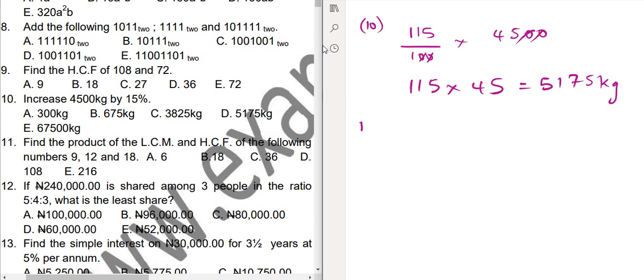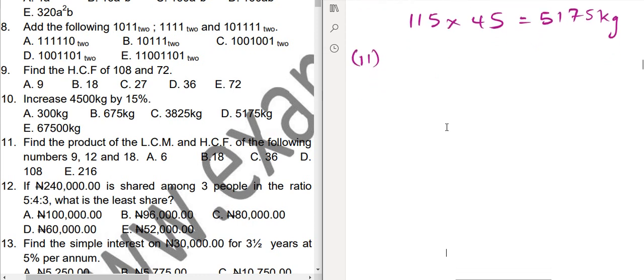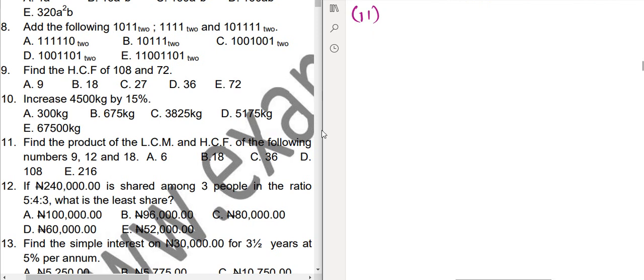Number 11, please. Find the product of the LCM and HCF of the following numbers: 9, 12, and 18. So we first get the LCM, then we'll get the HCF, and then we'll find the product, right? Yes. So the numbers are 9, 12, 18.